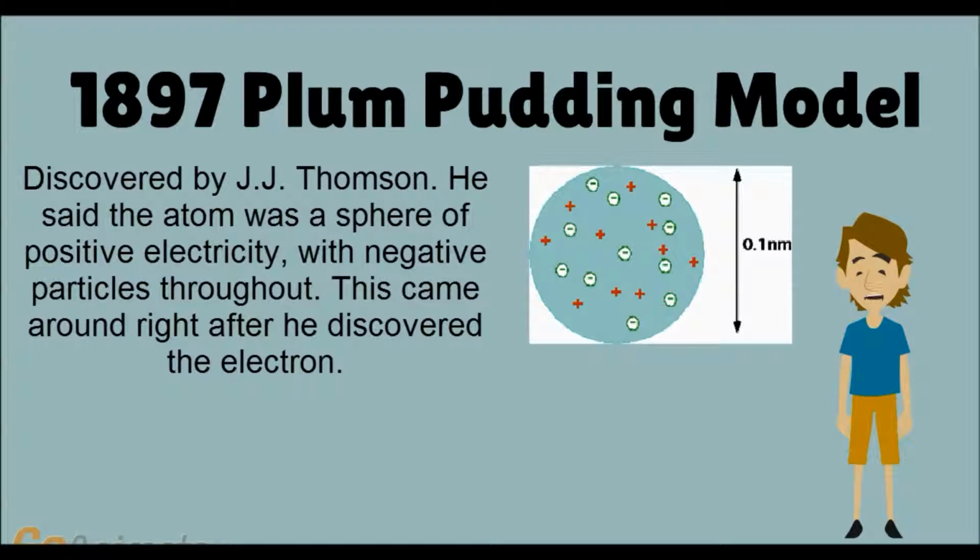1897, plum pudding model. Discovered by J. J. Thomson. He said the atom was a sphere of positive electricity, with negative particles throughout.